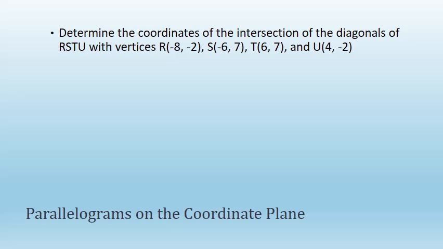So let's see what we're asked to do. We're asked to determine the coordinates of the intersection of the diagonals of RSTU with vertices R at (-8, -2), S at (-6, 7), T at (6, 7), and U at (4, -2). So let's jump over here to GeoGebra and graph it. Obviously, you can do it on graph paper or some other method. And then we'll come back and algebraically determine how we can find the intersection of the diagonals.